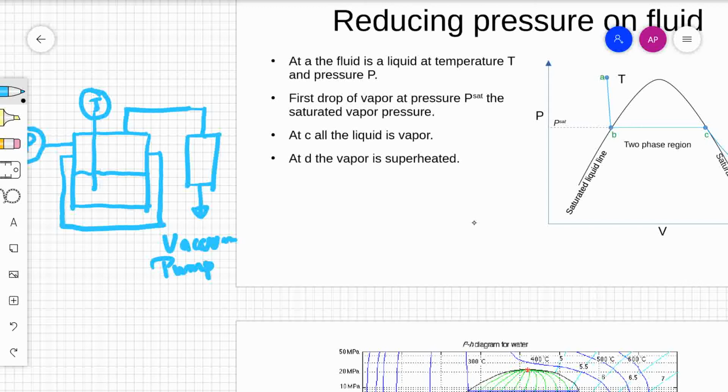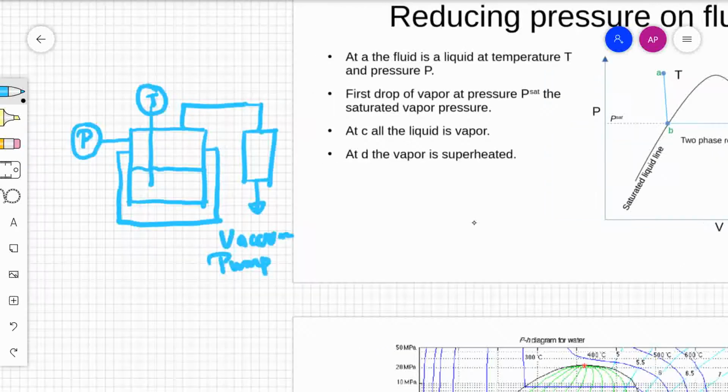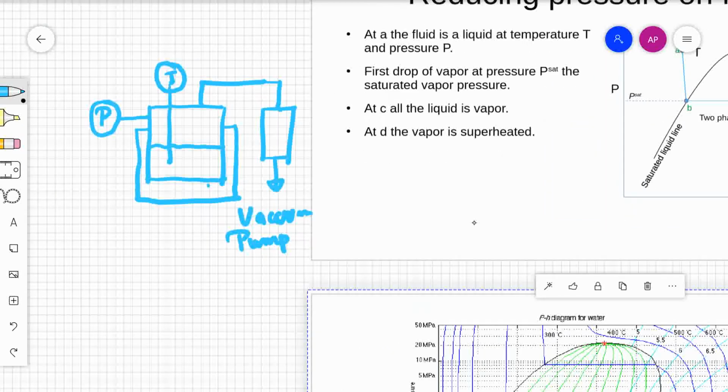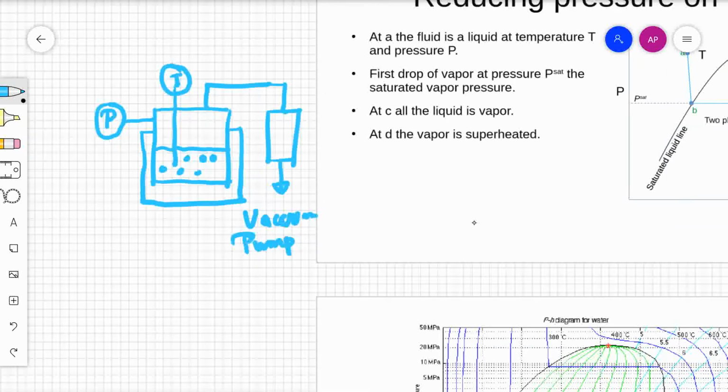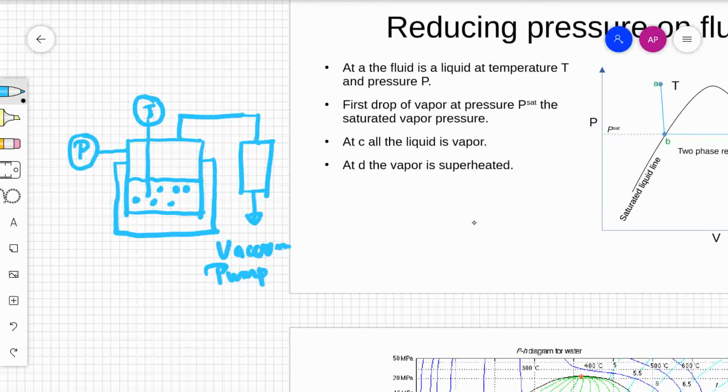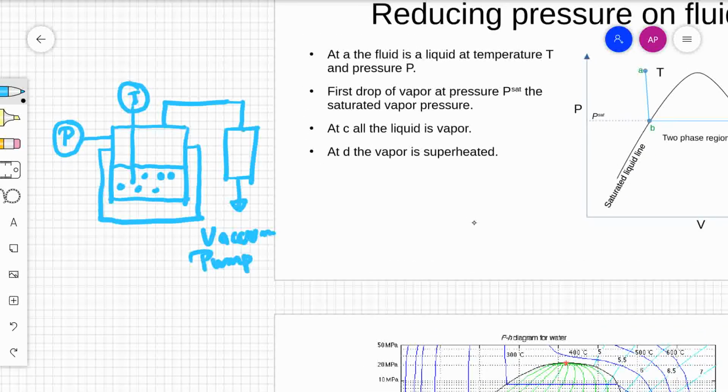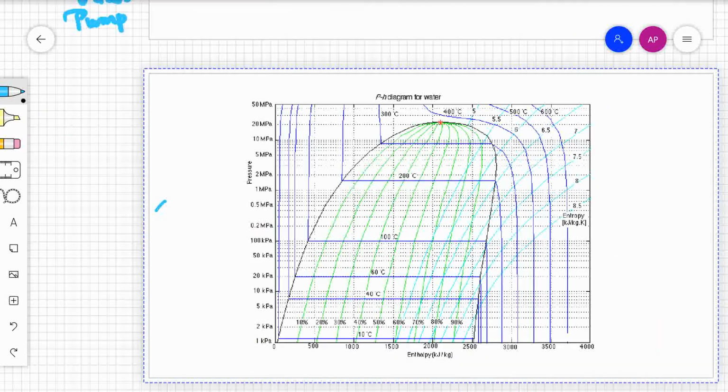Further, if we reduce the pressure and come to point B, we suddenly find the first droplets of vapors in the liquid. Now, this is known as the saturated liquid condition. And the pressure at which this happens for temperature T, mind you, in all this operation, the temperature has been held constant by using the water bath.